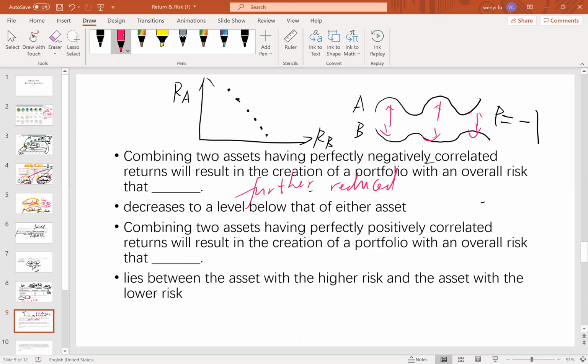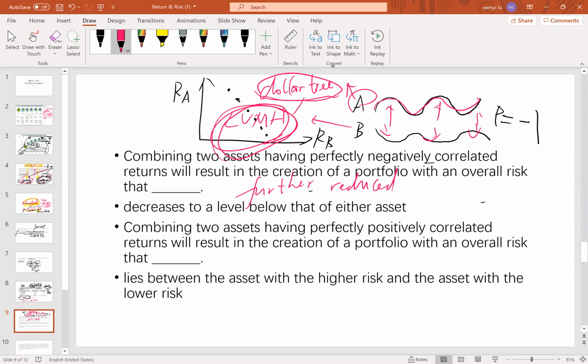For example, if A is the Dollar Tree stock, and B is the LVMH, the luxury company stock. If you put them together, for example, when the economy goes into recession, Dollar Tree will perform well. But when the economy grows very fast, people will buy more luxury goods. So these two will hedge each other during different economic cycles.